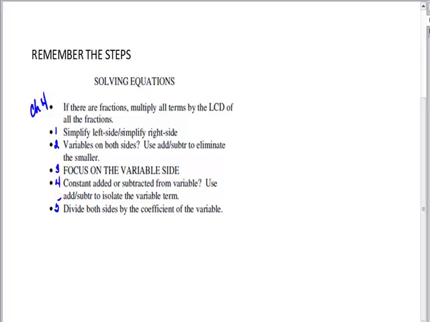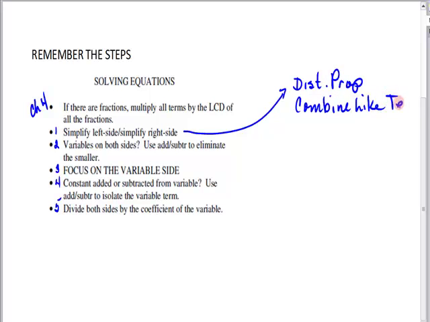You're going to simplify the left side, simplify the right side if possible. Remember, you've got an expression on the left, expression on the right. You're going to simplify if you can. And what does it mean to simplify? Distributive property and combine like terms.